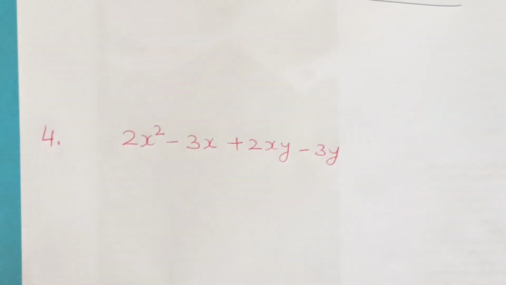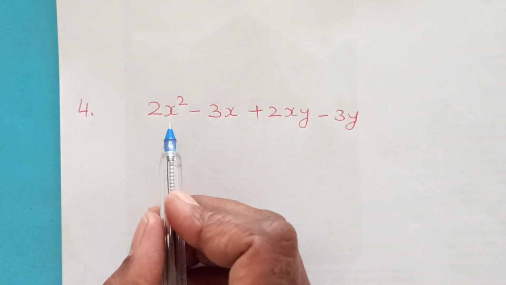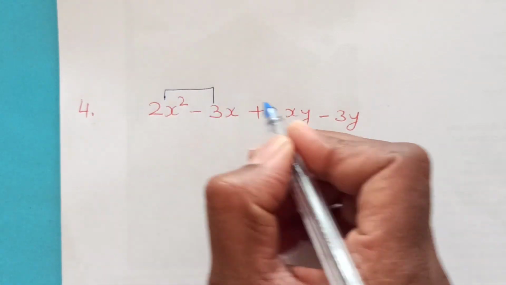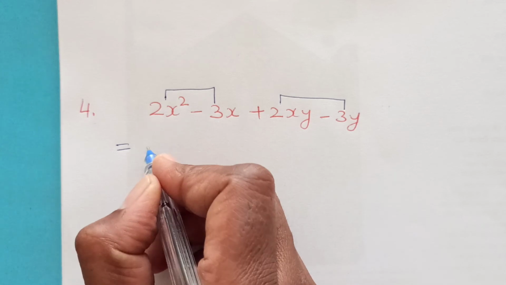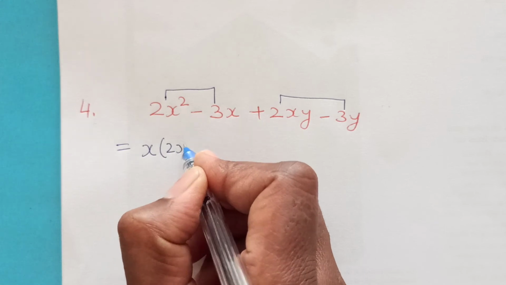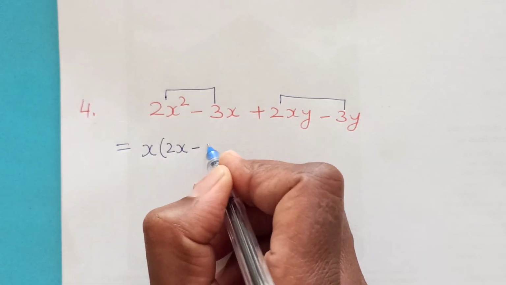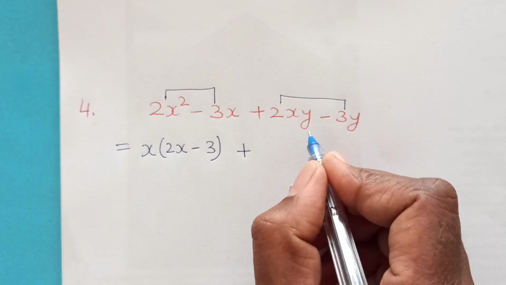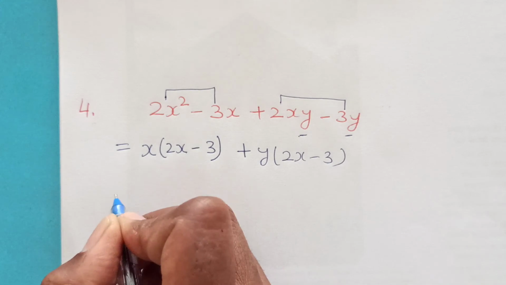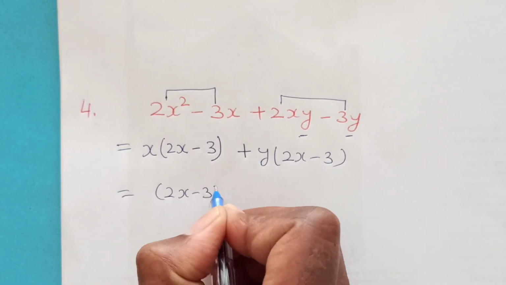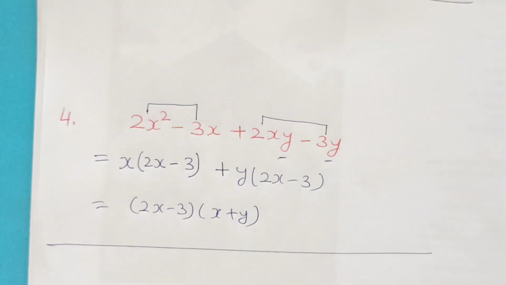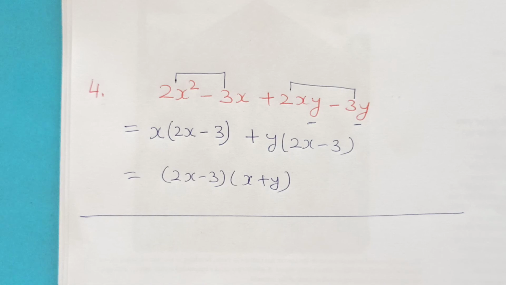Now question number 4. We have 2x squared minus 3x plus 2xy minus 3y. Group 1, group 2. In the first group we have only x common. So you have 2x here, this is x times x. One x is gone out, another remaining there. Plus 3. And in this group we have only y common. So then this is 2x minus 3. 2x minus 3 in the bracket, x plus y. So this is the factor of this. I hope you understood now.